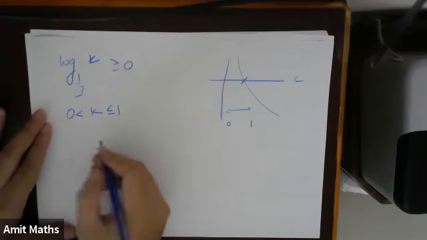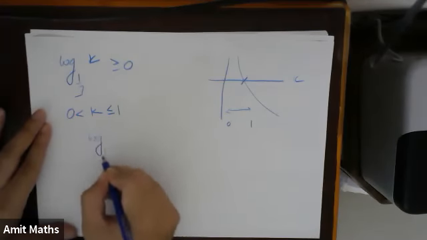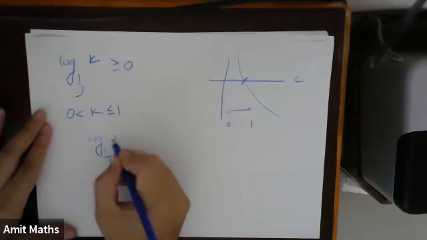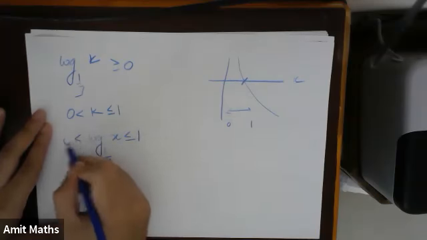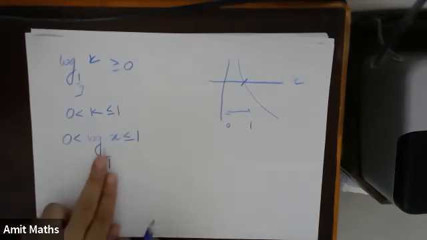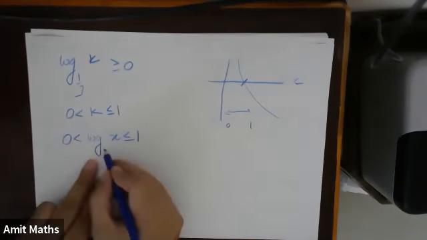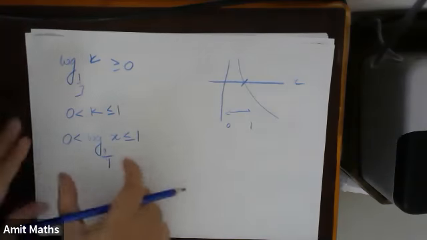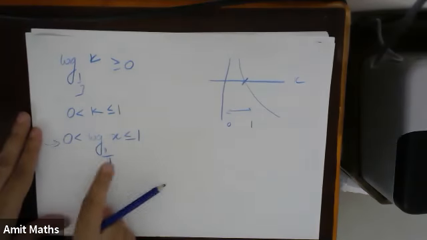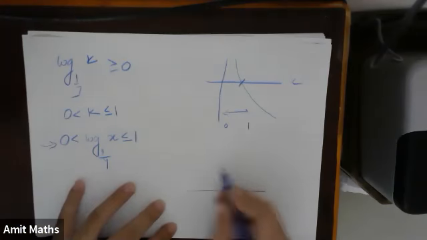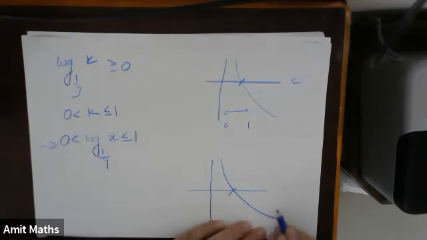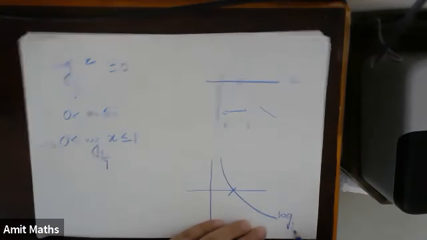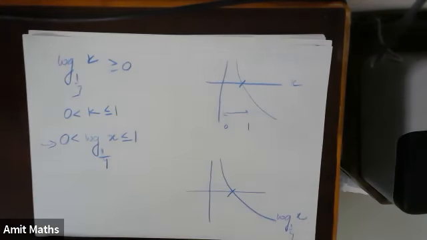What is the value of k? k is log 1 by 4 of x. Log 1 by 4 of x should be less than or equal to 1 and greater than 0. Now if I again draw the graph of log x base 1 by 4, basically I have to find the value of this. To find it, I will draw the graph. So suppose this is log 1 by 4 of x.